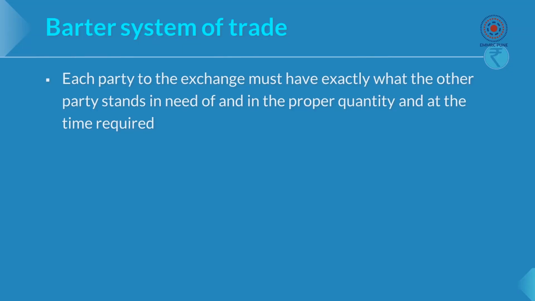In this case, it is very difficult to measure the true value of wheat in terms of clothes and vice versa. Hence, for a successful barter system to take place, each party to the exchange must have exactly what the other party stands in need of and in the proper quantity and at the same time required, which would cause enormous waste of time and resources in such effort and trading.